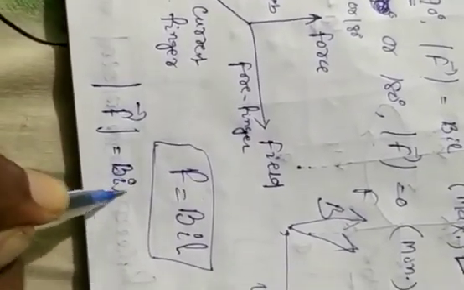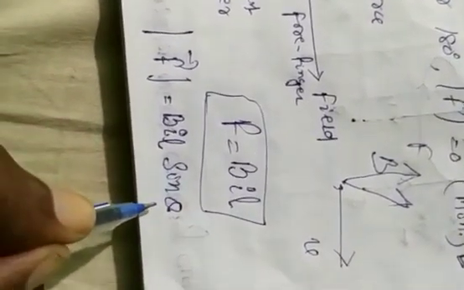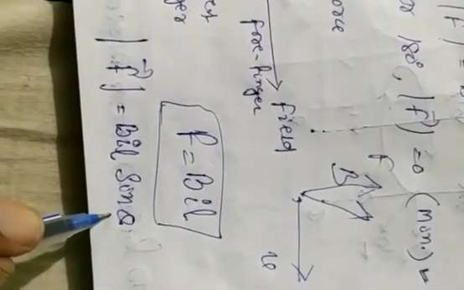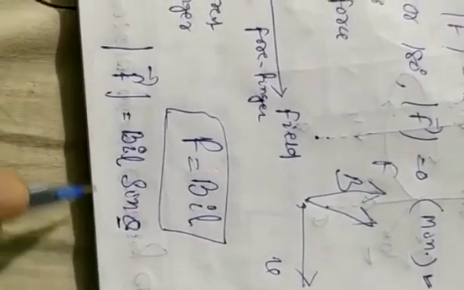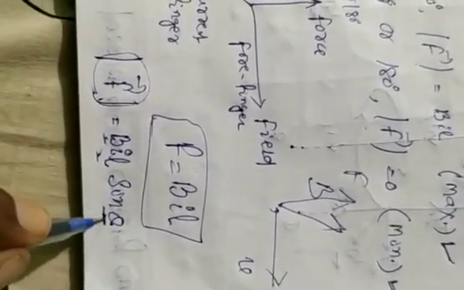So mod F equal to BIL sin theta, where theta is the angle between B and L, and the value of force changes if theta continuously changes. This is all about the force on a conductor carrying current in a uniform magnetic field, and the very important relation F equal to BIL sin theta. Thank you.